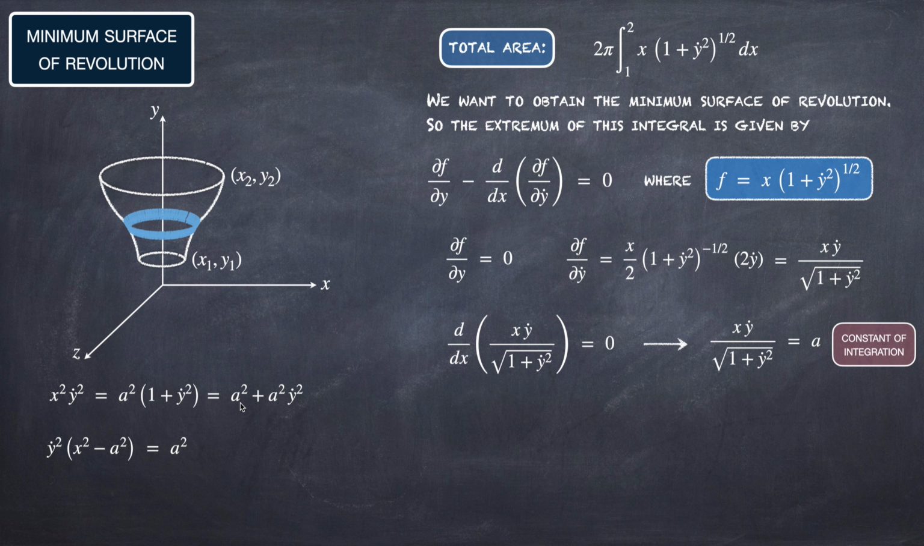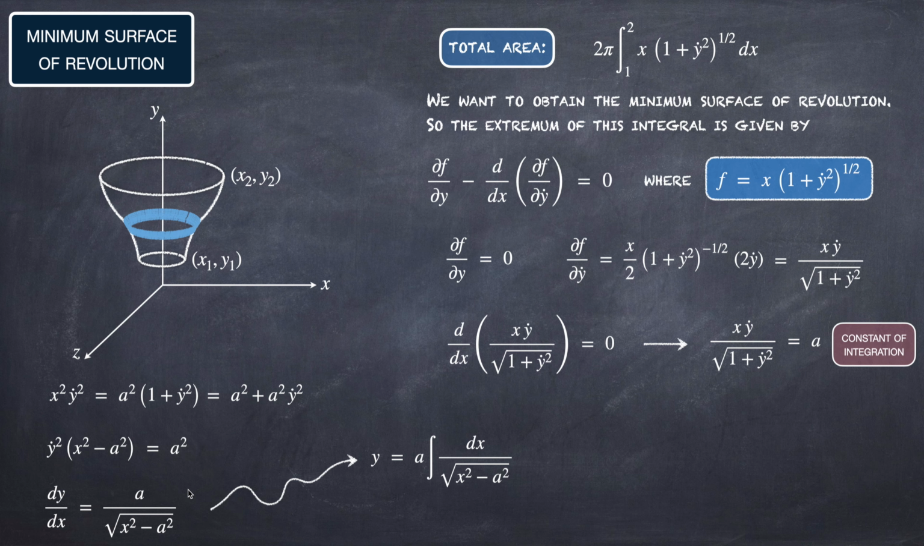That equals a squared. And then dy dx, which is y dot, is a over the square root of x squared minus a squared. If we integrate that, we will get that y is equal to a times the integral of dx over the square root of x squared minus a squared. And the result of that integral is the arc hyperbolic cosine of x over a, plus b, the second constant of integration.